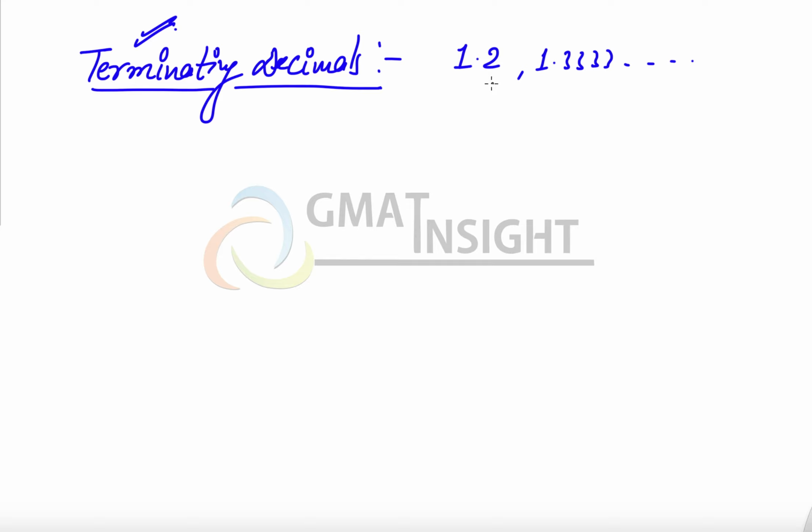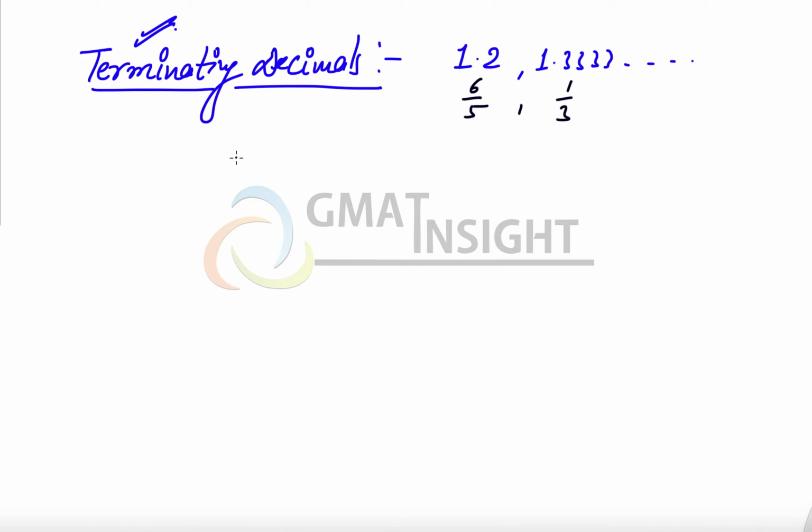1 by 2 can be written as 5 divided by 10, and 1 by 3 can be written as 1 by 3. So why is this terminating and why is this fraction non-terminating? How do we figure it out? And anyways, we already know that GMAT does not allow us to use the calculator, so we have to just understand the reasons.